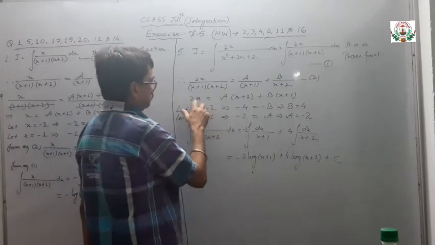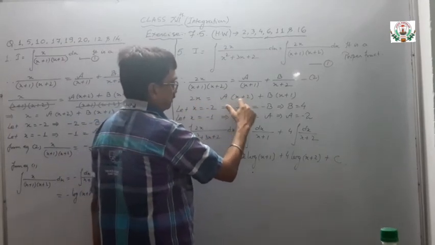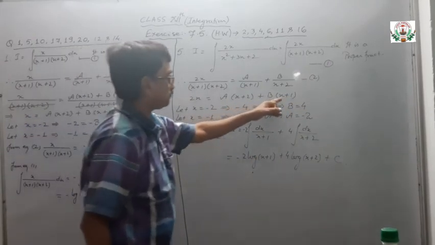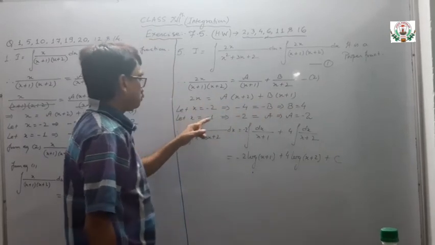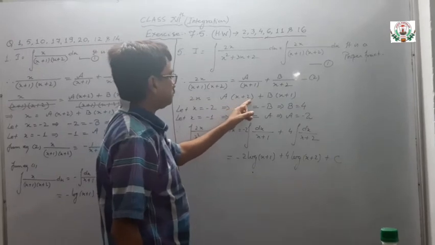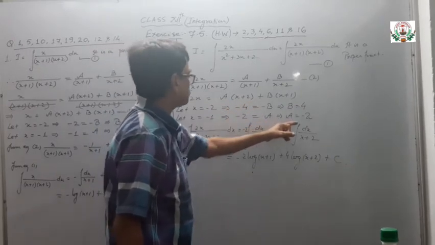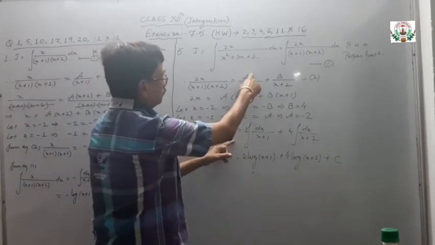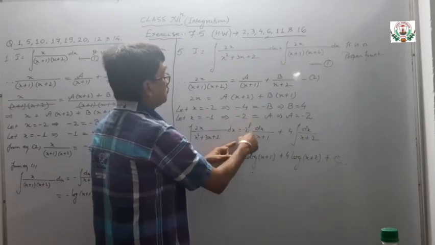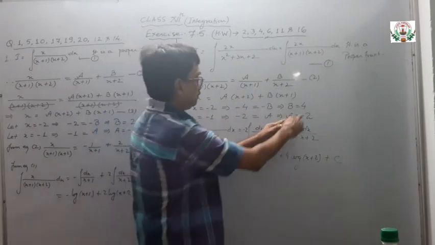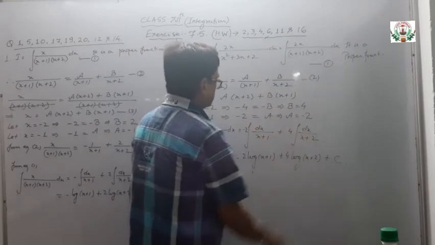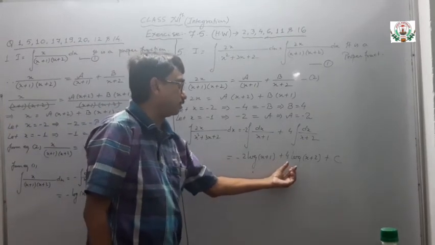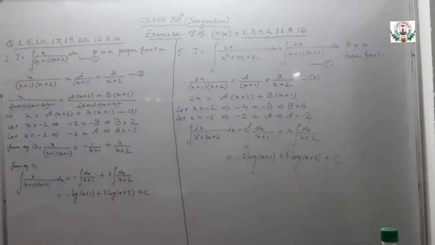Putting x equals minus 2, 2 into minus 2 is minus 4, a will be eliminated, and minus 2 plus 1 is minus 1, so minus 4 equals minus b, b equals 4. And when I take x equals minus 1, b will be eliminated. So 2 into minus 1 is minus 2 and minus 1 plus 2 is 1, so a equals minus 2. Now this integration of 2x upon x square plus 3x plus 2 can be written as, with a equal to minus 2, minus 2 integration dx upon x plus 1, and with b equal to 4, 4 integration dx upon x plus 2. Now you can integrate with respect to x: minus 2 log of x plus 1 plus 4 log of x plus 2 plus integration constant.